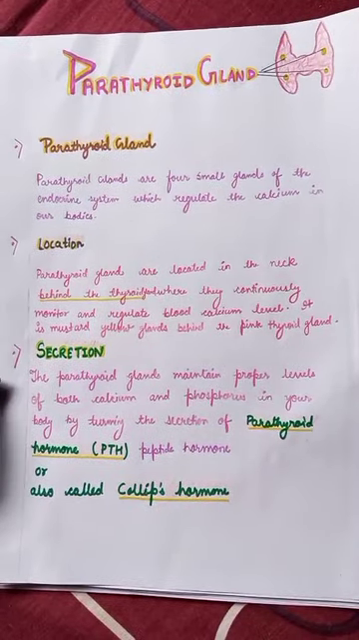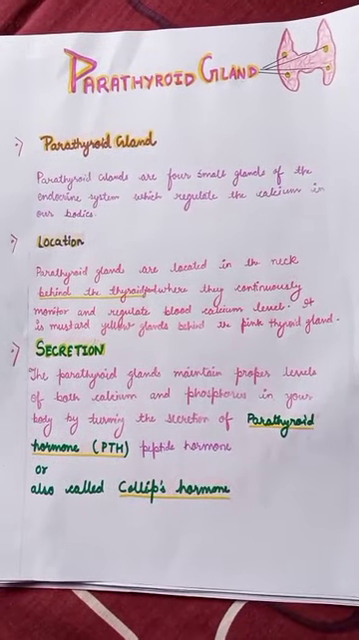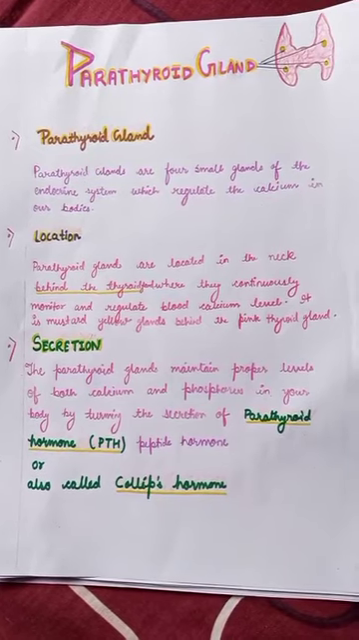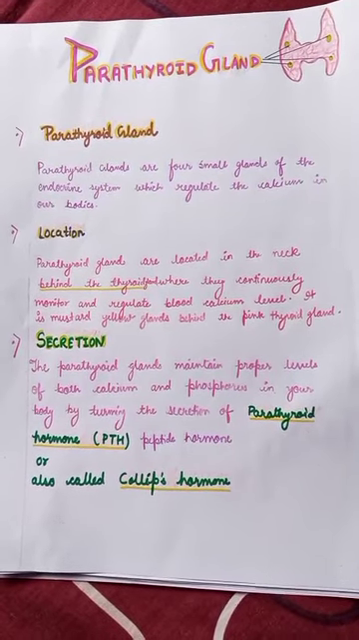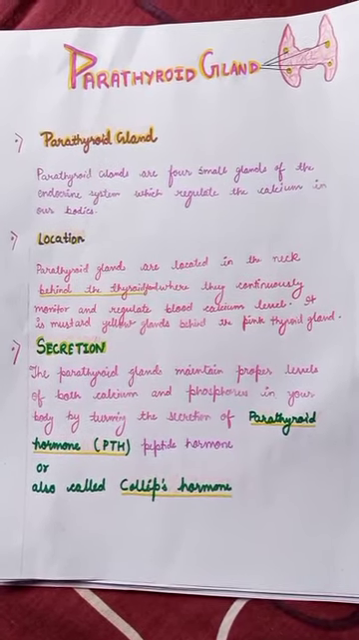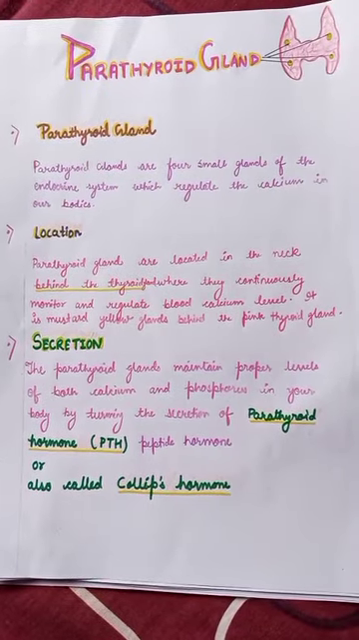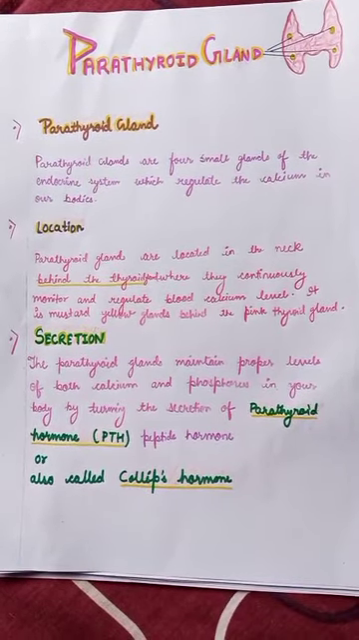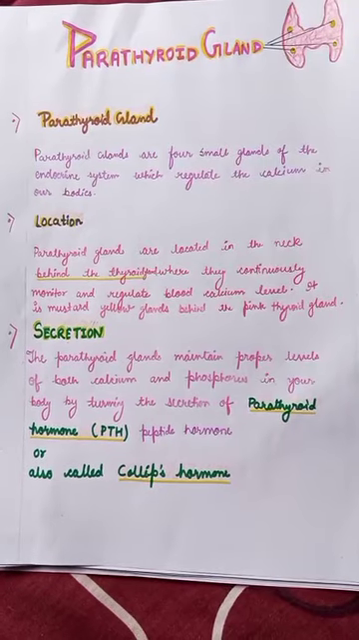The parathyroid glands maintain proper level of both calcium and phosphate in your body by controlling the secretion of parathyroid hormone, which is also called PTH, which is a peptide hormone, also called Collip's hormone.